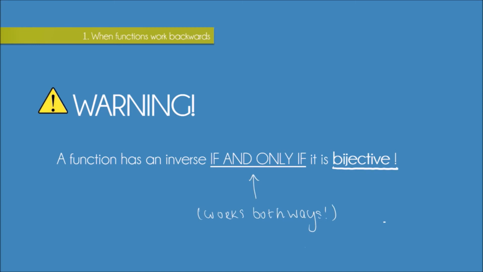Just note the phrasing I'm using here. If and only if is a special type of phrase that you may come across, and it means that the statement works both ways. So not only can I say that a function will have an inverse if it is bijective, I can also say that if a function is bijective, that implies that the inverse does exist.